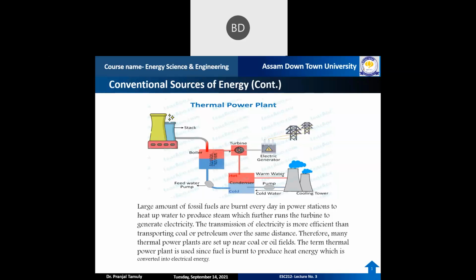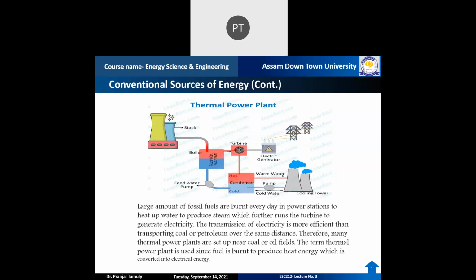So last time we discussed the different conventional sources of energy. We'll continue this discussion. The next conventional source of energy is the thermal power plant. This is the schematic diagram of a thermal power plant. Here we burn a large amount of fossil fuels every day in power stations to heat up water to produce steam, which further runs the turbine to generate electricity.